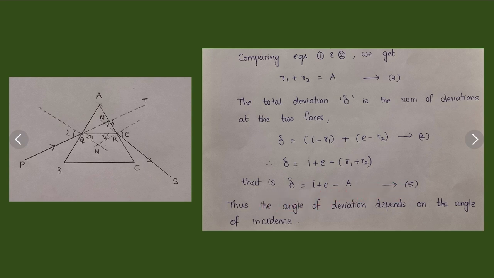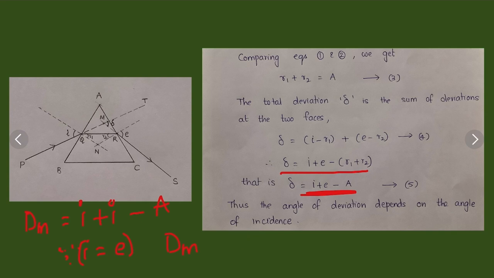But at minimum deviation, we took delta as dm, and I is equal to E. That means I plus I, since I is equal to E. Therefore, from equation 5, delta is equal to I plus I minus A. So dm is equal to I plus I minus A, because I is equal to E at minimum deviation. Therefore, dm is equal to 2I minus A.